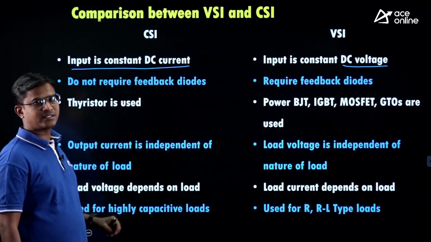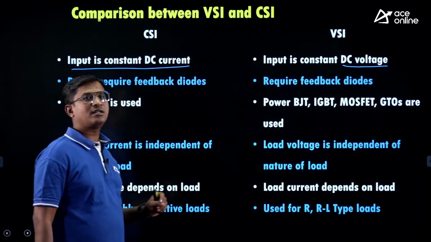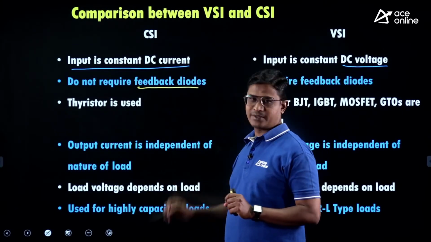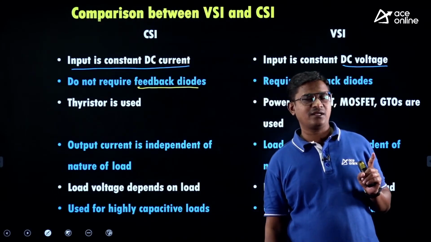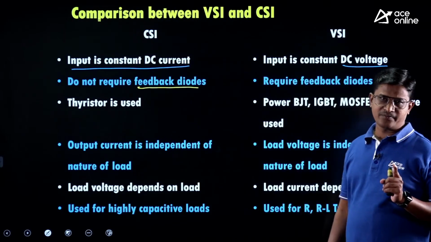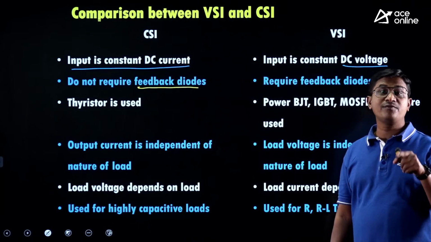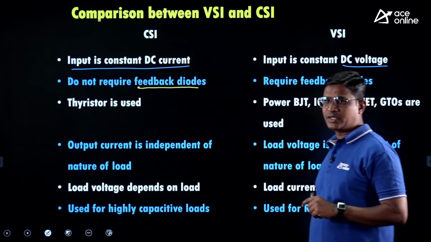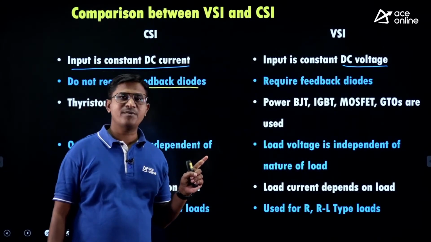Next, in current source inverter, the feedback diodes are not required. Here feedback diodes are not used or not required even. Keep in mind, in case of rectifier, whatever diodes we are using, in RL load specifically, those diodes are known as freewheeling diodes. Whereas in inverter, whatever diodes we are using, those diodes are known as feedback diodes.